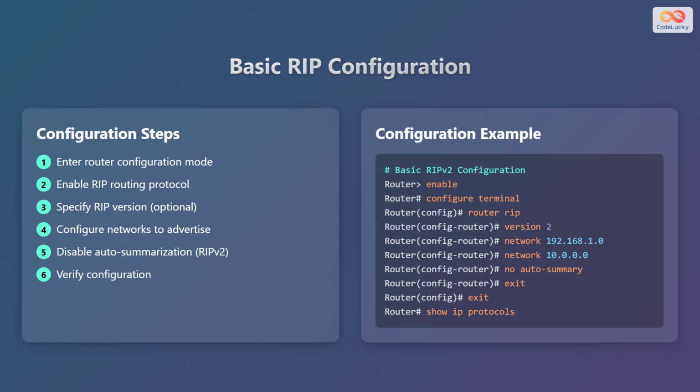From the router prompt, type enable. Then, type configure terminal to enter global configuration mode. Type router rip to enable the RIP routing protocol. Then type version 2 to specify that you are using version 2 of RIP. Next, specify the networks to advertise using the network command followed by the network address. Use the no auto-summary command to disable automatic summarization. Then, type exit twice to return to the router prompt. Finally, type show ip protocols to verify the configuration.